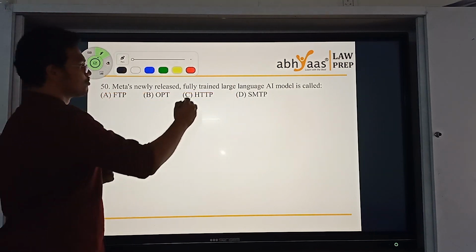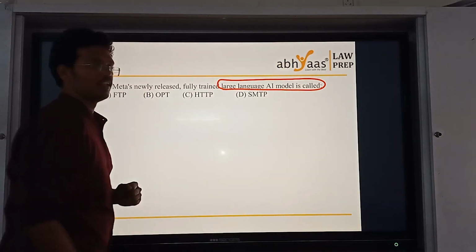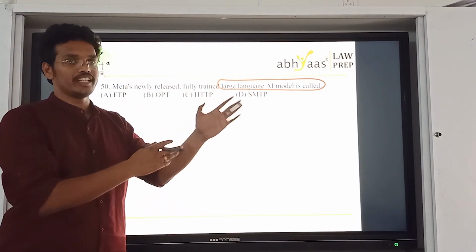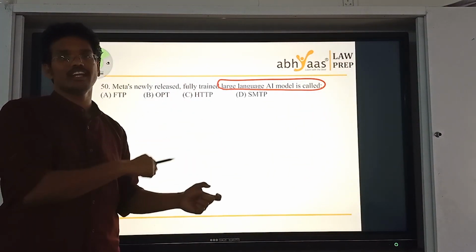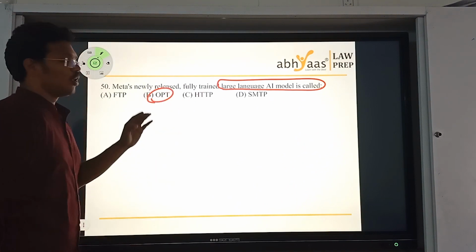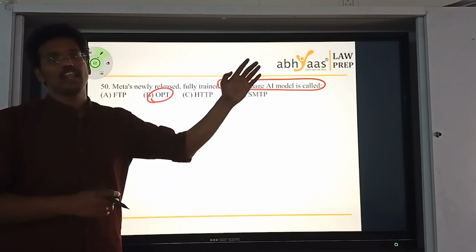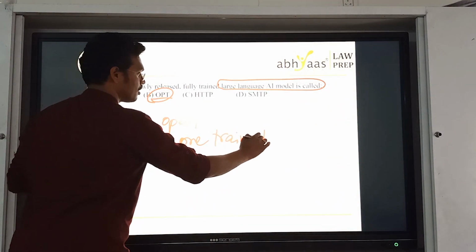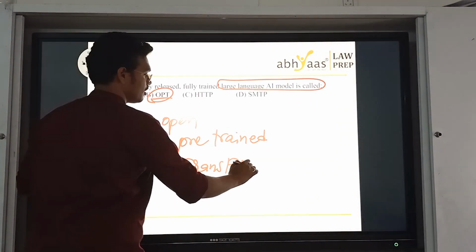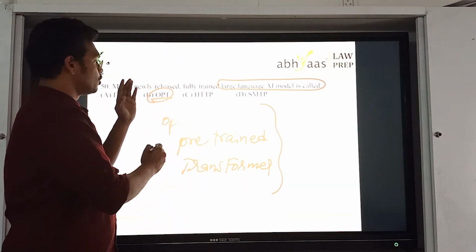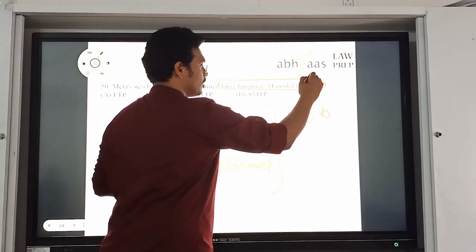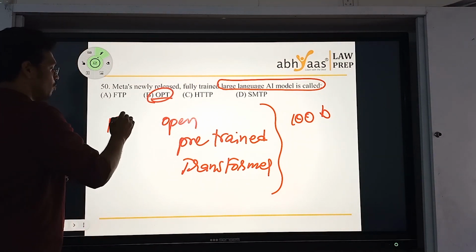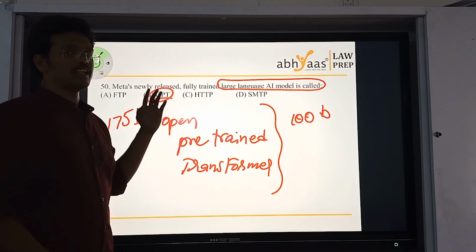Meta's newly released, fully trained large language AI model. Meta, as we know, is by Facebook. They have released a fully trained large language AI model, an artificial intelligence model, which can be used and developed by anyone. That is called OPT, Open Pre-trained Transformer Language. Generally, to use OPT, scientists take 100 billion parameters, but in the case of this new one from Meta, they have taken 175 billion parameters. So it is called OPT-175B.